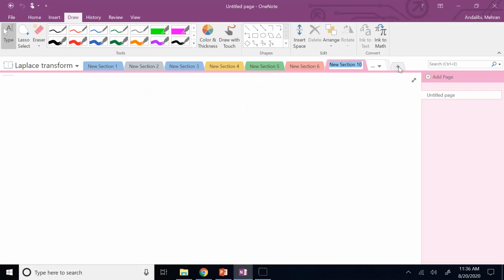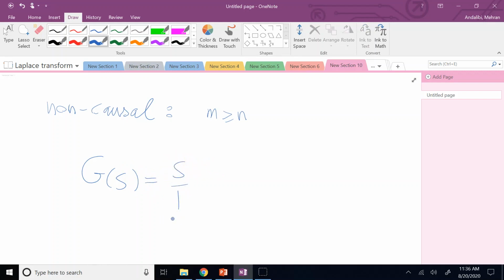So if the order of the numerator is bigger than the denominator, the system is not causal, okay? So if you have a non-causal system, where the order of the numerator is bigger than or equal to the denominator, for example, G of s, let's make it very simple, is s, or s over 1, right? So here, m is 1, the highest order, and n is 0. In the denominator, there is no s term, okay?